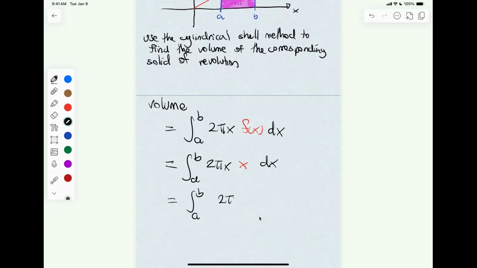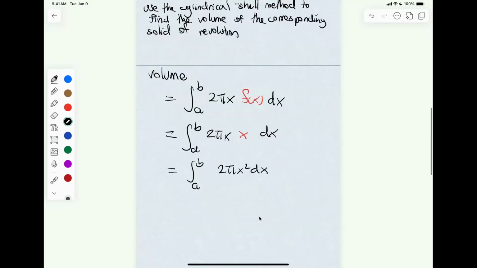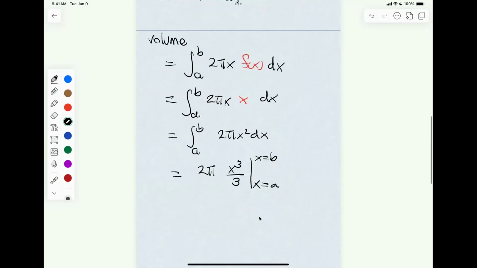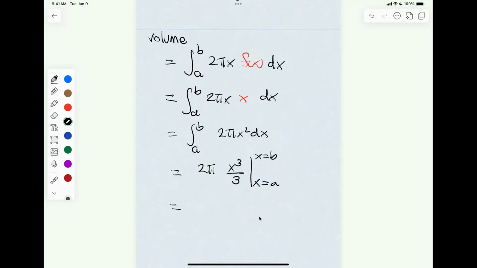And that's just 2 pi x squared dx. And again, essentially 2 pi is like a constant. So what you're integrating is more or less x squared dx, right? So you get 2 pi x cubed over 3, and that is evaluated at x equals b and x equals a. So you can write it in different ways, but this is 2 pi over 3 times b cubed minus a cubed. And that is already good enough. Okay. That's like a good answer.